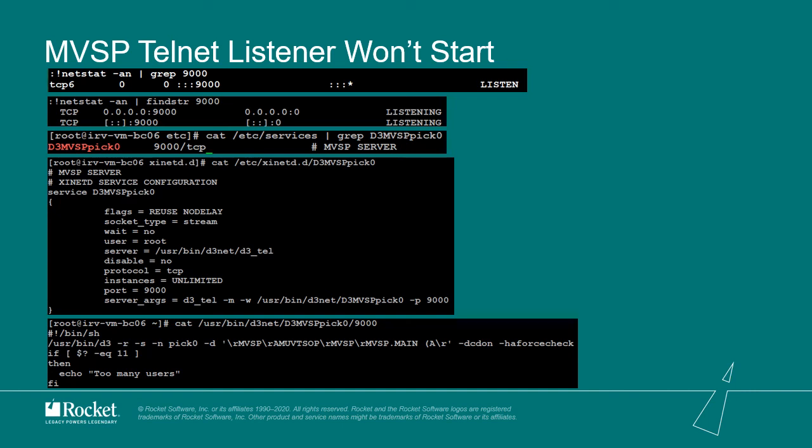Make sure that there is a file called 9000 in the user bin d3net d3mvsp-pick0 directory and that it looks like the slide. After making any corrections, reload the xinetd service or boot Linux and try again. If all of this didn't do it, call support.